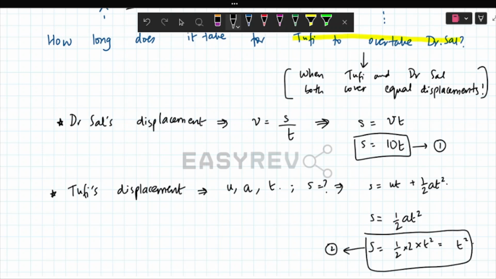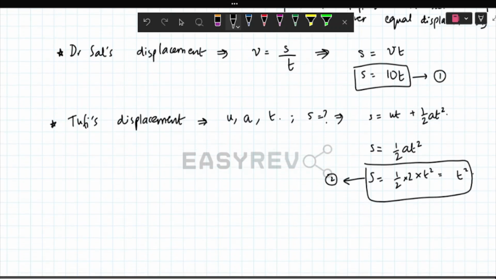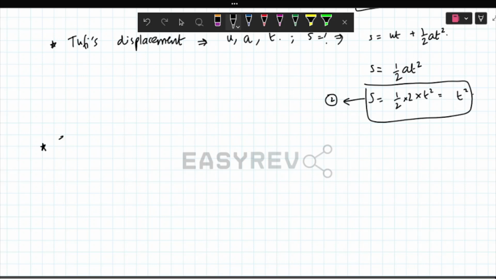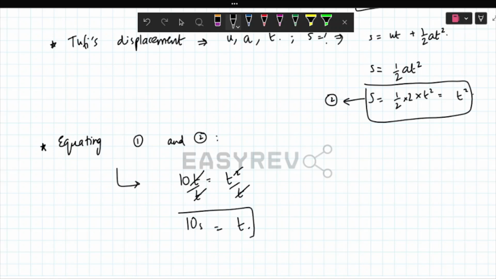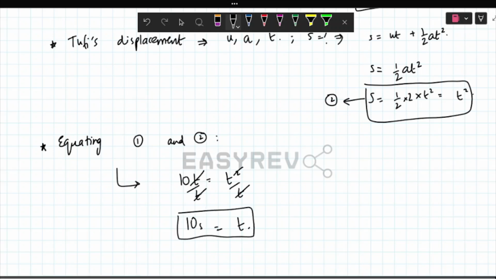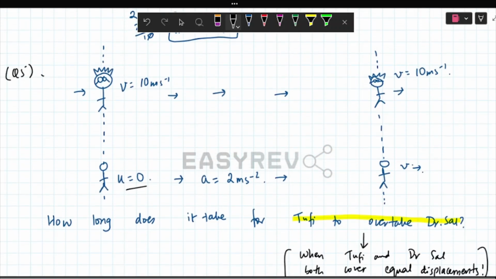Now it's just a matter of equating these two expressions for displacement. So now we're merely equating 1 and 2, and what do we get? We have 10t equals t squared. If we divide t on both sides to simplify things, we arrive at a value of time t which is equal to 10 seconds. So in short, it takes about 10 seconds for Tufi to overtake Dr. Sal.